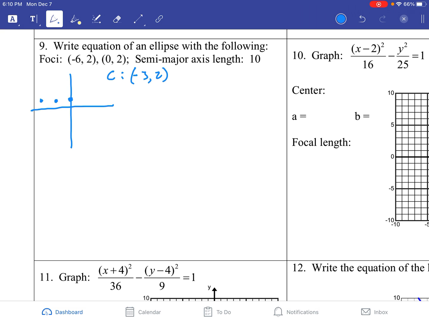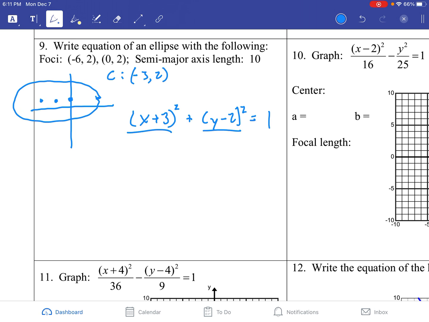All right, if our major axis length is 10, it's going to be out 10 this way, so we can make kind of our ellipse. So we can start building our equation. It's going to be x plus 3, quantity squared, plus, because it's an ellipse, y minus 2, quantity squared, equals 1. The major axis length is the a value. The minor would be the b. Since the major axis length is 10, that means we're going to have 100 underneath the x term. And we have to figure out what the b value is going to be. All right.